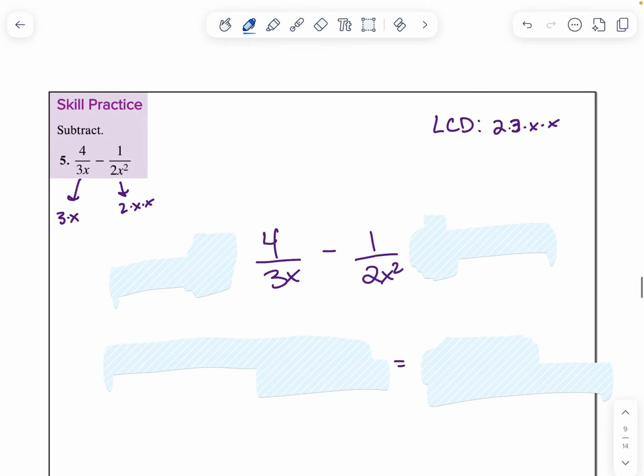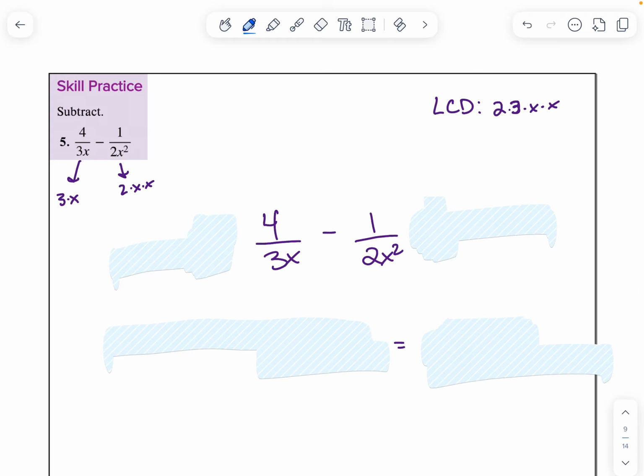Let's keep rolling here. Here's another. I would like for you to try this. Pause the video and see if you could try this. I should have hidden the LCD. So the first denominator is just 3 and x. The second denominator is 2x and x. So the LCD is a 2, a 3, an x, and an x. So look at it and see what's missing from the first fraction.